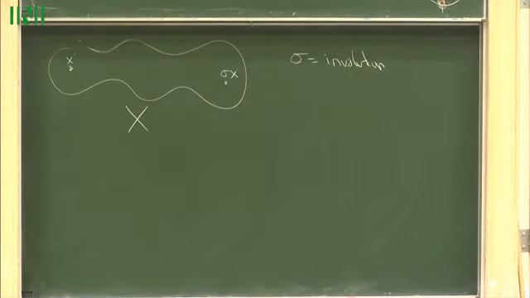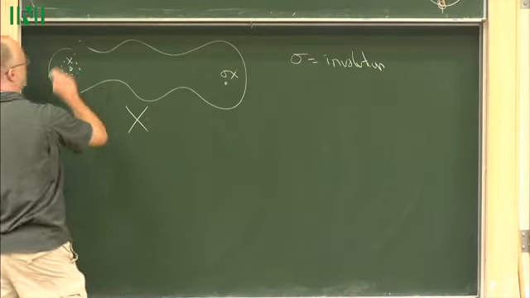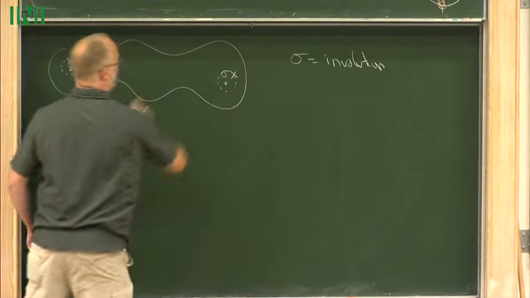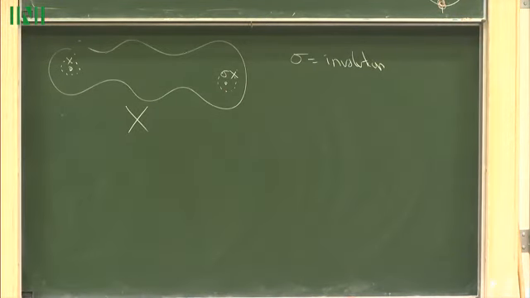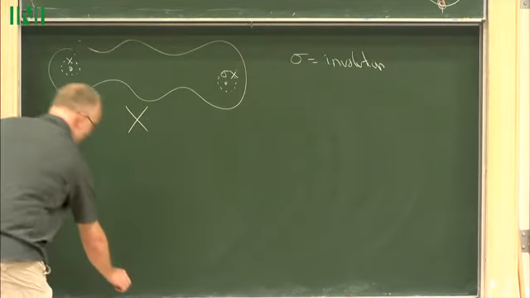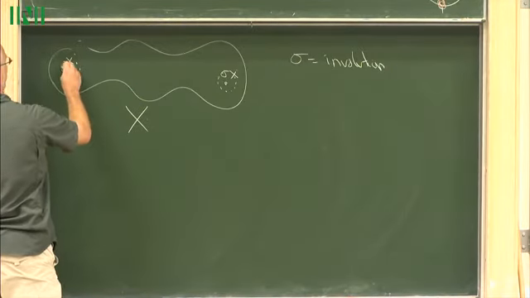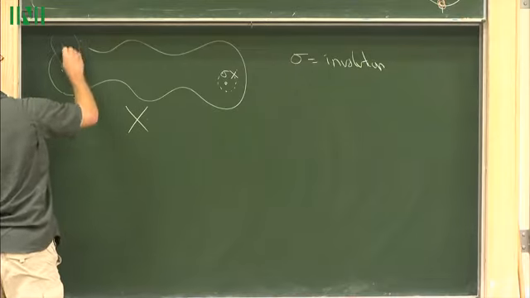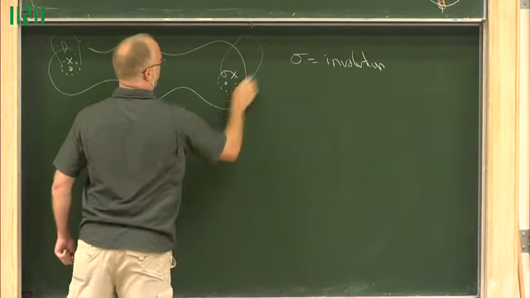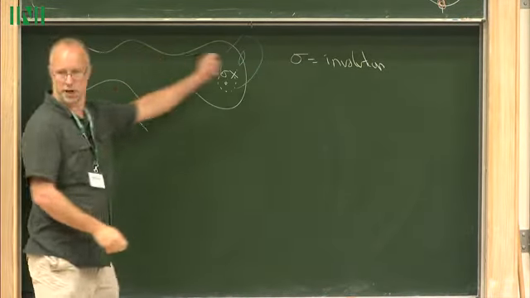I want to use sort of surgery operations on this. So one thing you can do is cut out a little neighborhood here and a neighborhood here, and then you can attach stuff. So what are some options? I could add something here and add the same thing here and have them be conjugate.